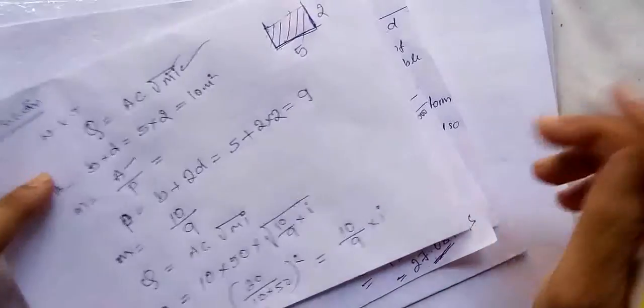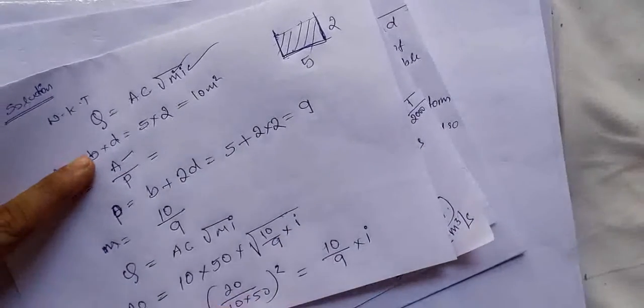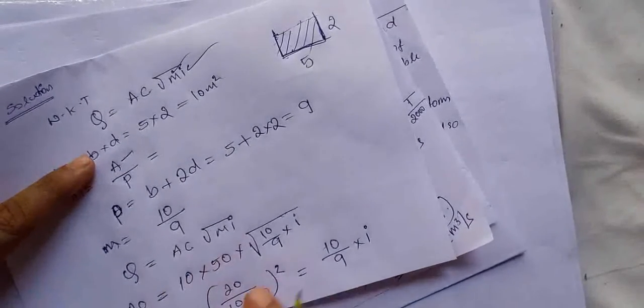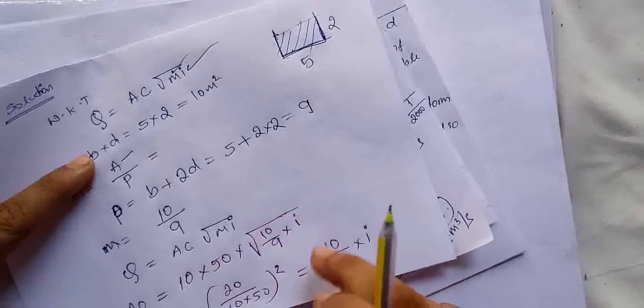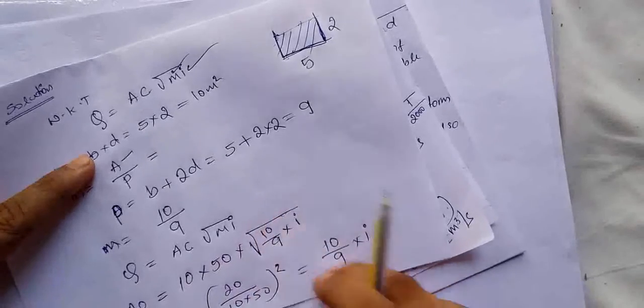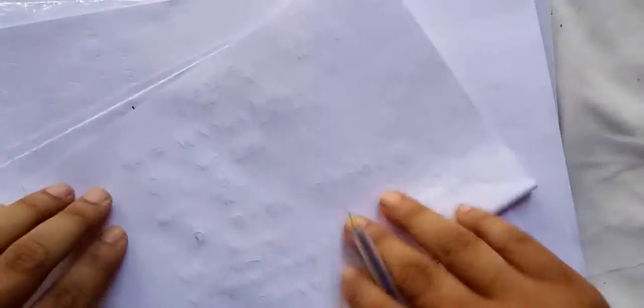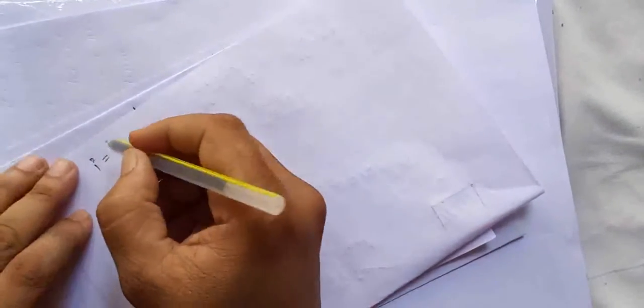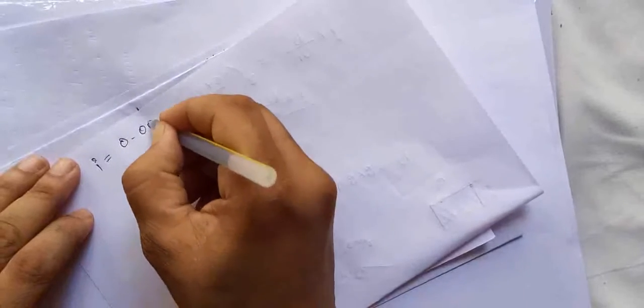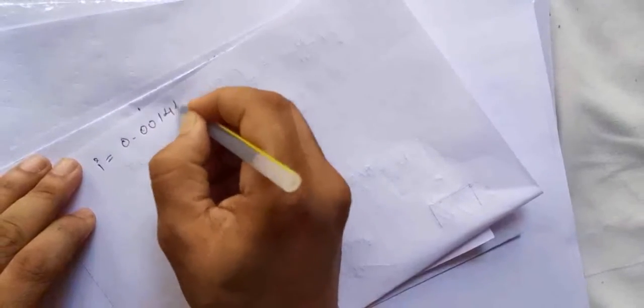Is it right? Just check it. 20 divided by 10 into 50 whole square is equal to 10 by 9 into i, because the root over is squared. So now you just have to find the value of i. You got the value of i is equal to 0.00144. i is the slope.